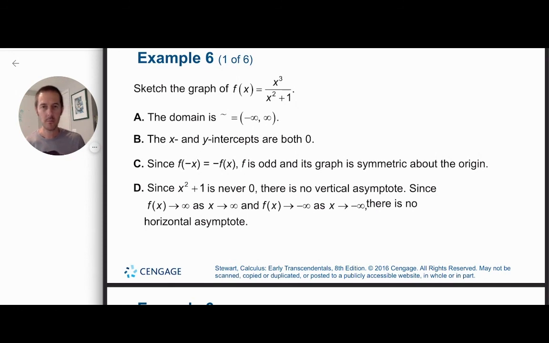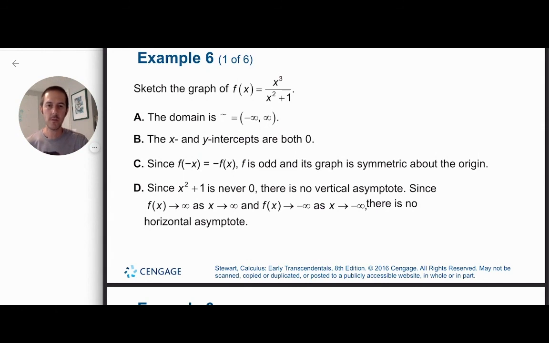The first being that because x squared is positive and plus 1 is also positive, we have no danger of division by 0, therefore there will be no vertical asymptotes, and our domain is all real numbers from negative to positive infinity. I leave it to you to plug in x value and y value of 0 in order to determine the intercepts. You'll find out that this graph also passes through the point 0, 0, because the x and y intercepts are both 0.